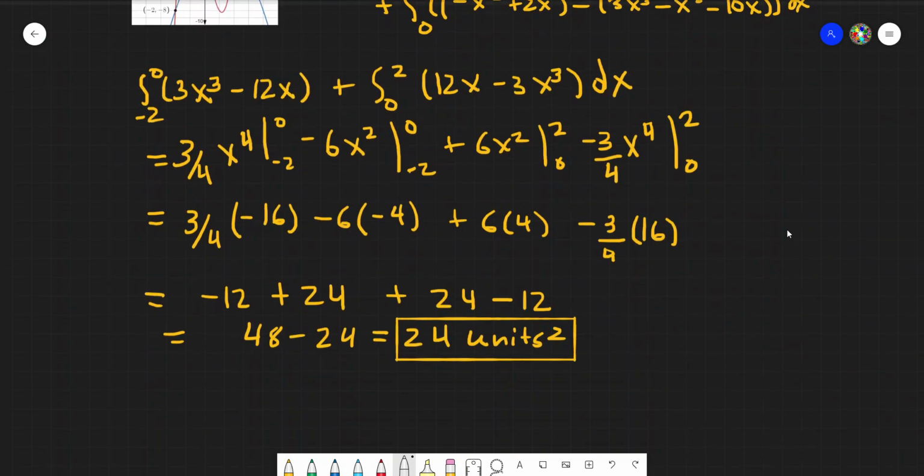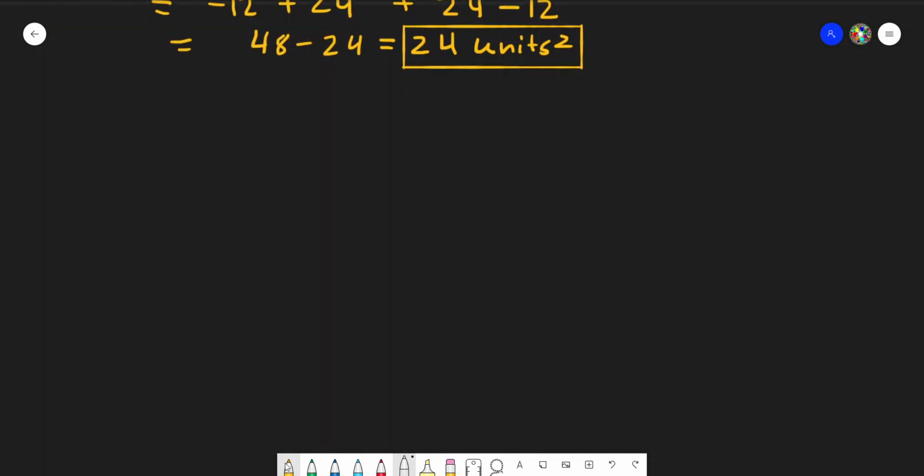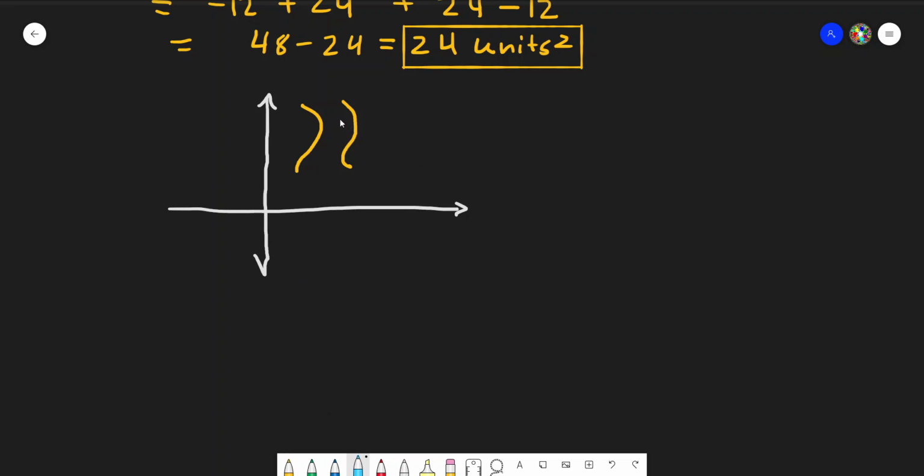So let's go ahead and look at another type of method of integration. In some cases, you may have an integral like this, and then let's say that you have another like that. So here, let's say that the bounded region is between these two curves.